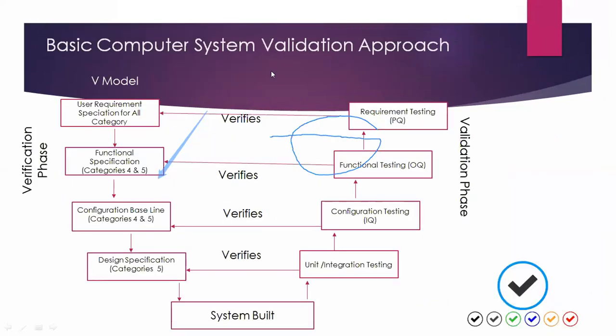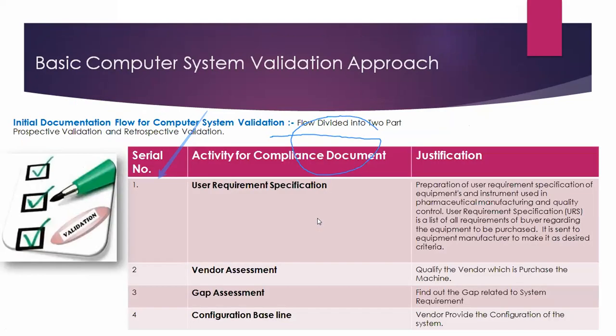Right. This is the validation approach. As per the V model, the verification phase is made up of the user requirement specification, functional specification, configuration baseline, design specification, system build, and integration testing, configuration testing, and functional testing against the requirements. So every requirement, as per the URS, is verified in IQ OQ testing. This is the initial system.